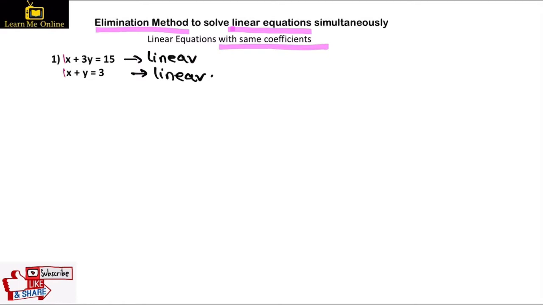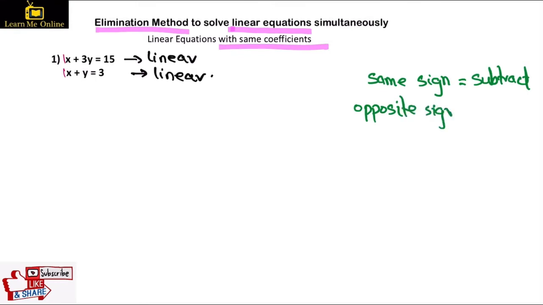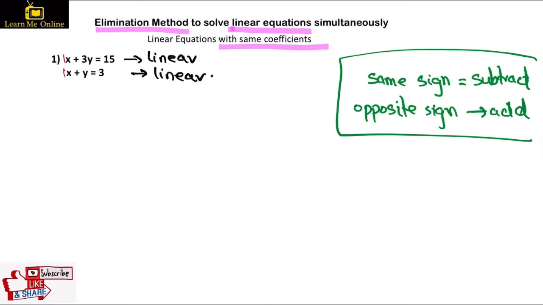Now we see that with both the x variable, there is no sign, it means it's positive and positive. To eliminate the x from here, we take away them together. Here, I'm going to write it down on the side. If we have the same signs, we're going to subtract. If we have opposite signs, we're going to add. So remember that same signs means subtract, opposite signs means add. Because we have the same signs, we're going to subtract the two equations together.